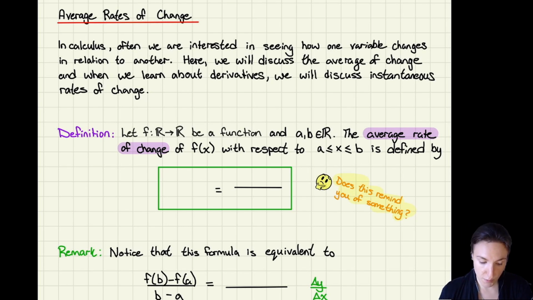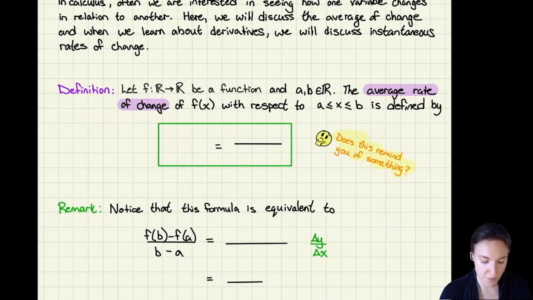So sometimes we want to see how that changes depending on what time interval or what position in time you're in. So here we're going to discuss the average change. And when we learn about derivatives, or it'll kind of lead into derivatives, we'll discuss the instantaneous rate of change. So in terms of definition, again, this just means that we have some function, real valued function. That's what it means in English. And we have these values a and b.